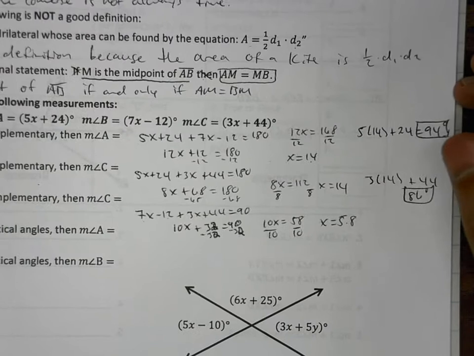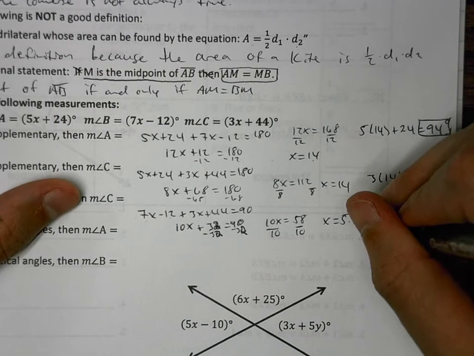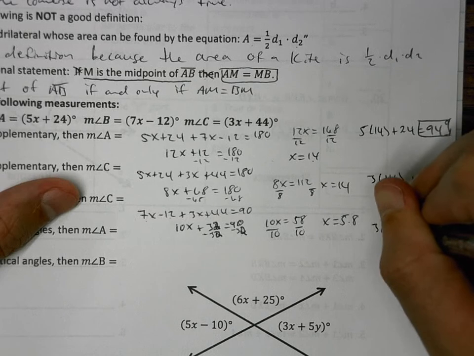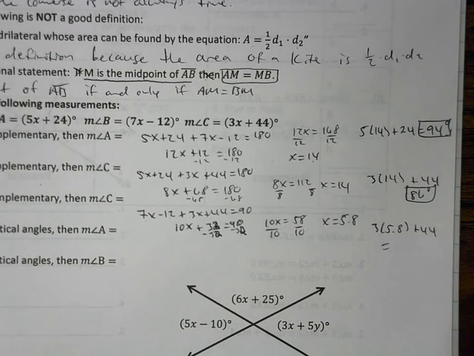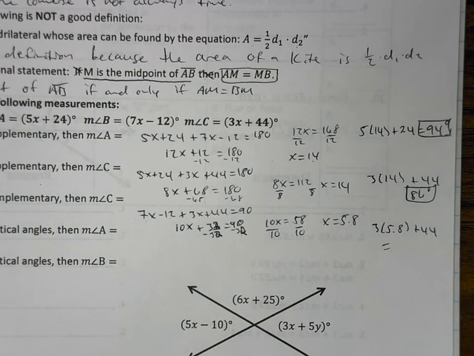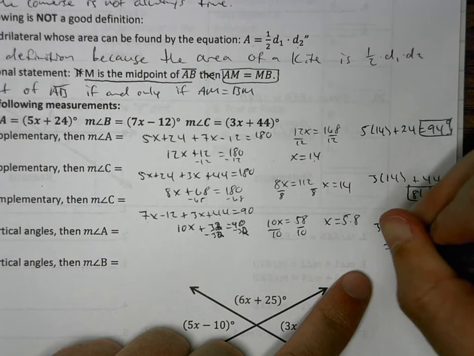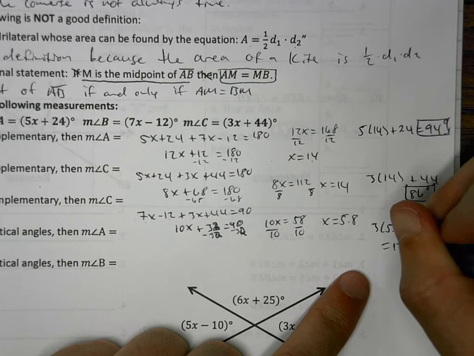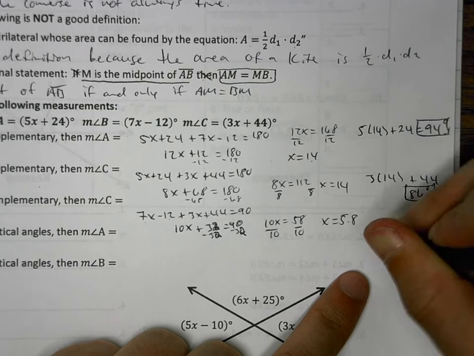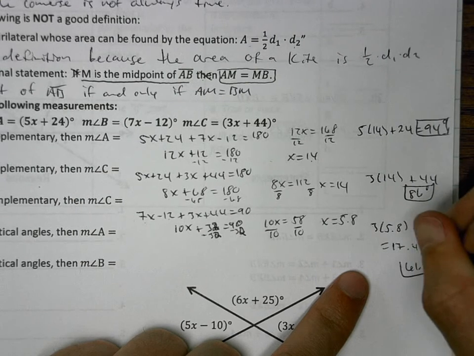So again, they don't want just x, they want us to plug it back into angle C. So 3 times 5.8 plus 44 comes out to a grand total of, I didn't want to do this in my head, but whatever. That's 17.4 plus 44 for a grand total of 61.4 degrees.